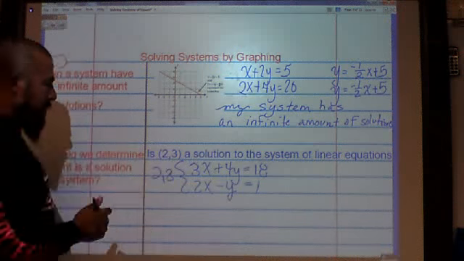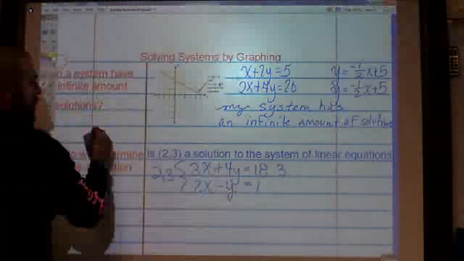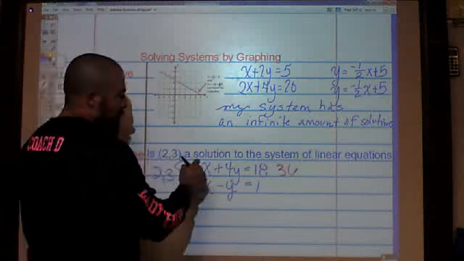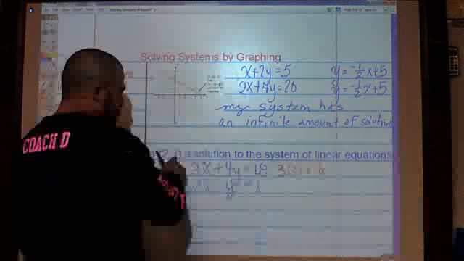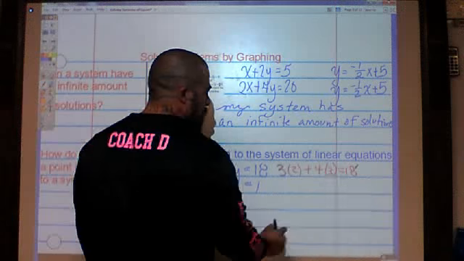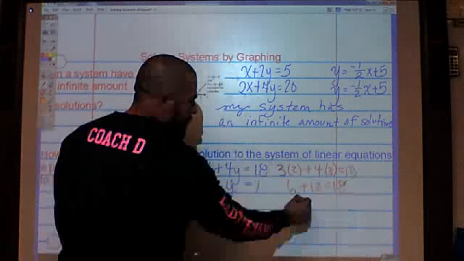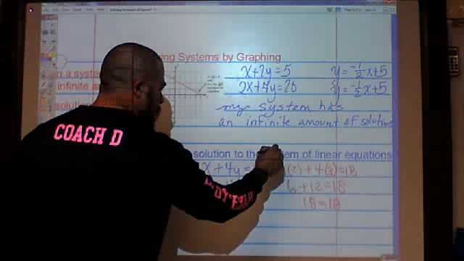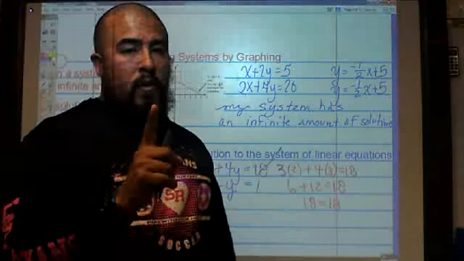So let's look at it. I have 3 times, instead of the x variable, I'm going to put the x value 2, plus 4 times the y value, which is 3, and see if it gives me 18. This is 6 plus 12, and 18 is equal to 18, so it works for this one. Now, in order to be a solution, we got to check the other one, because it can't just work for one, it has to work for both.